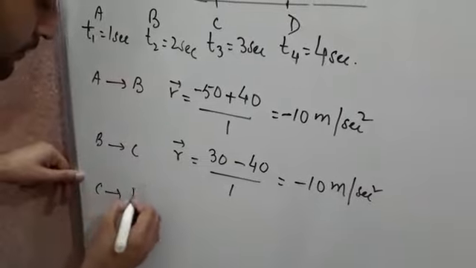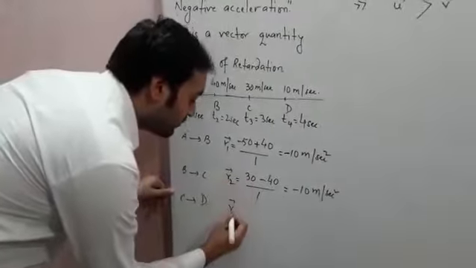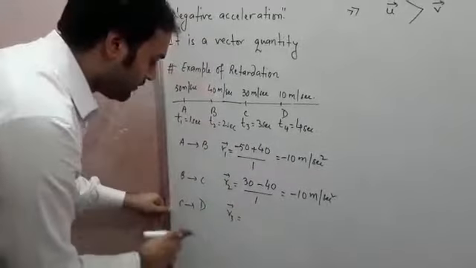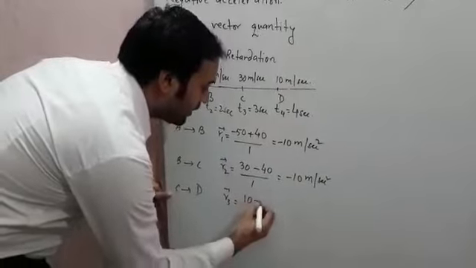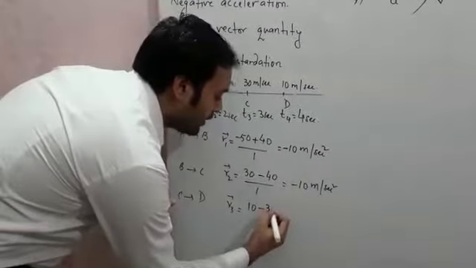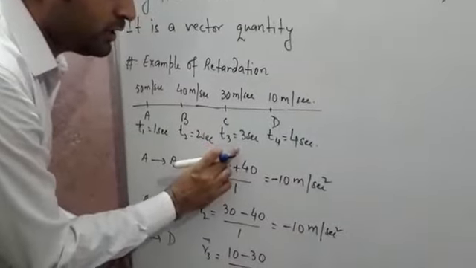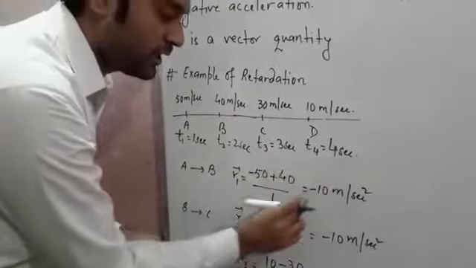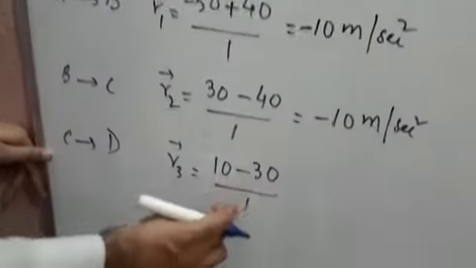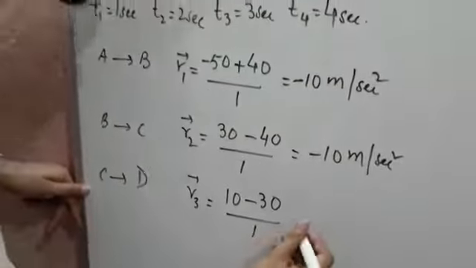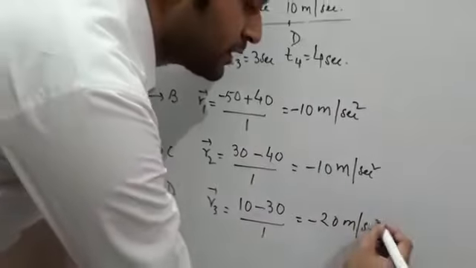From C to D, this is retardation 1, this is 2, this one is 3. From C to D, the final velocity is 10 and the initial velocity is 30. The time interval is 1 second, from T3 which is 3 seconds to T4 which is 4 seconds. So the interval between C and D is 1 second, and the retardation is 20 meters per second squared.